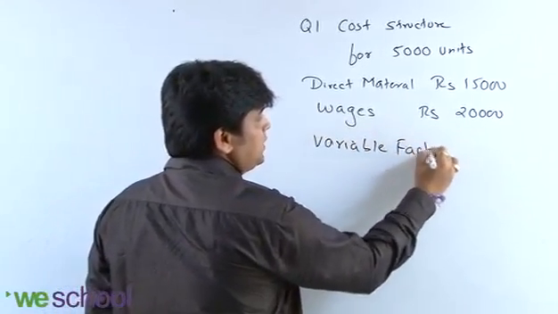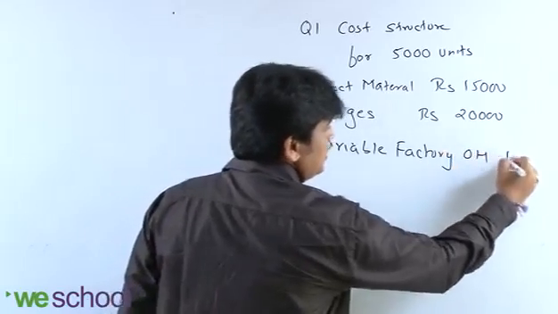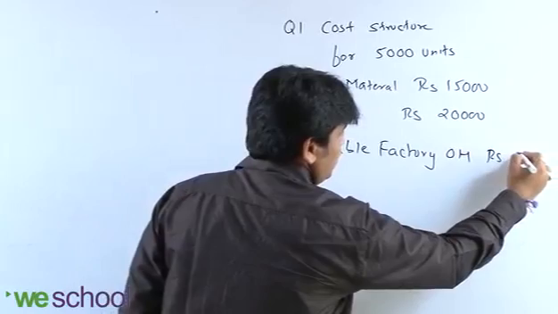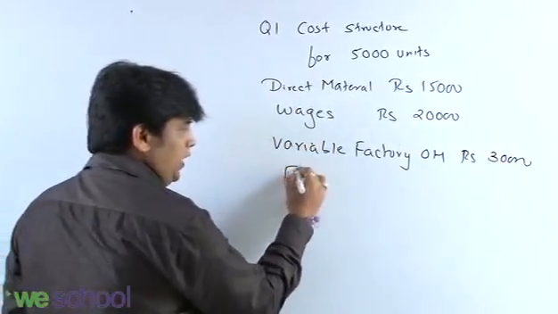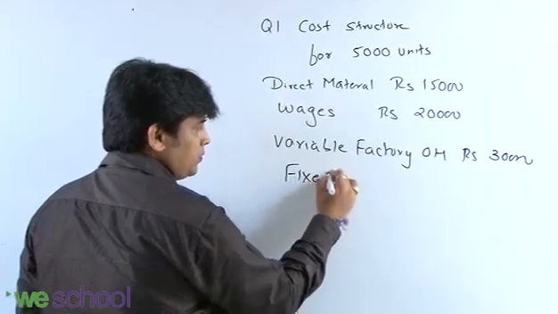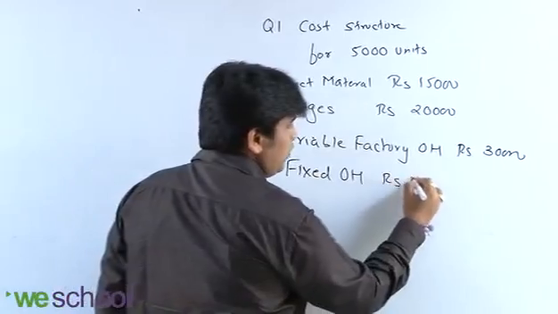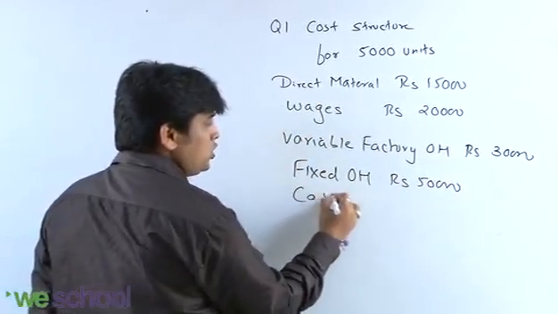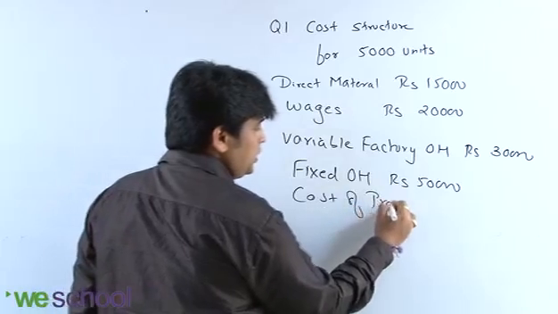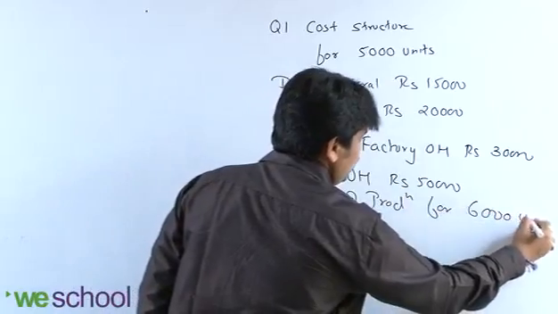Variable factory overhead is rupees 30,000. Fixed overheads is rupees 50,000. Now I ask you to calculate the cost of production for 6,000 units.